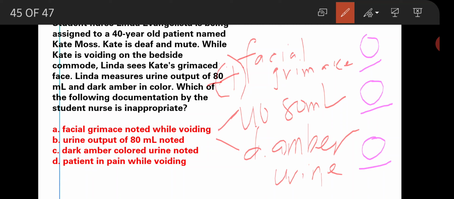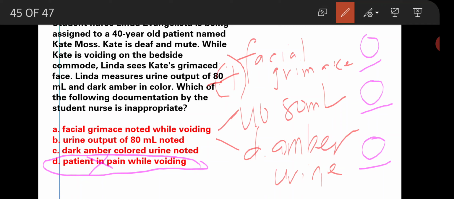Now let's go back to the question. Which of the following documentation by the nurse or by the student nurse is inappropriate? Or which of the following documentation is wrong? Yes, the answer should be patient in pain. Why is patient in pain incorrect or inappropriate?